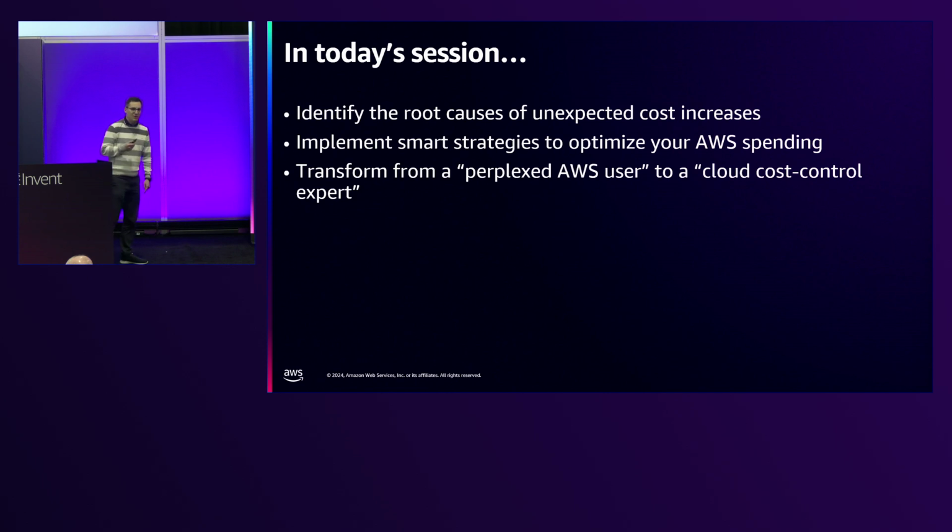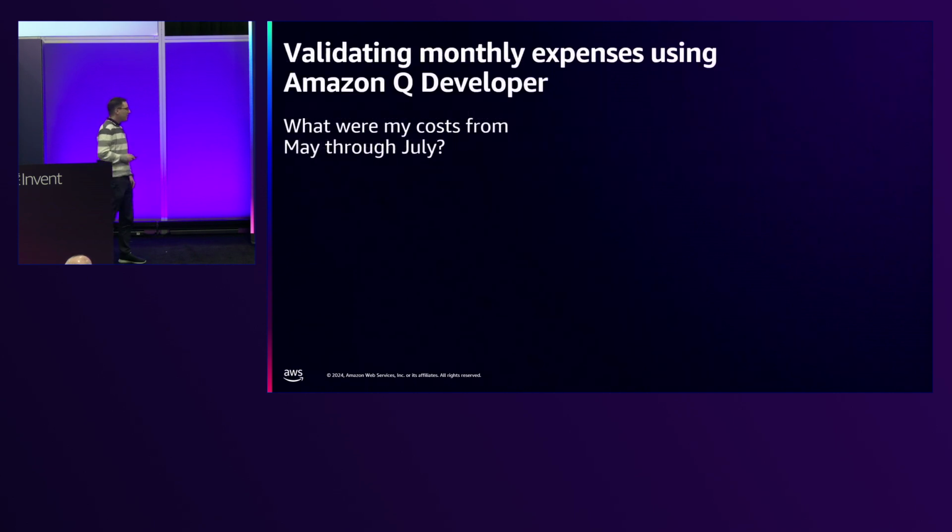Now, Amazon Q Developer uses Cost Explorer for their data. So the information you will see here is from Cost Explorer. But you don't have to know anything about Cost Explorer. In fact, you don't have to be in the Cost Explorer page. You can ask these questions anywhere in the AWS Management Console. So let's start with a simple question.